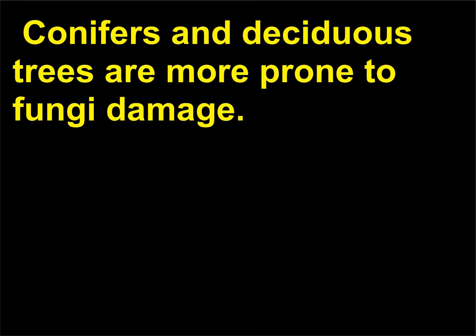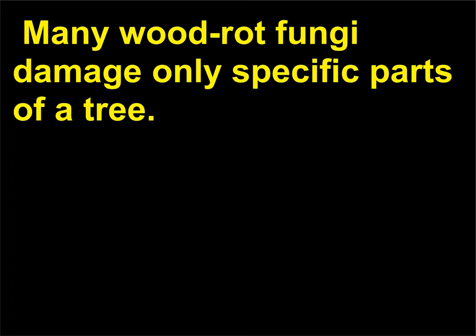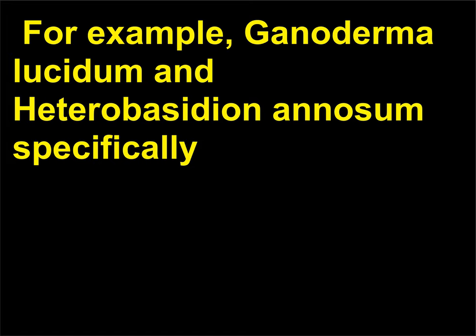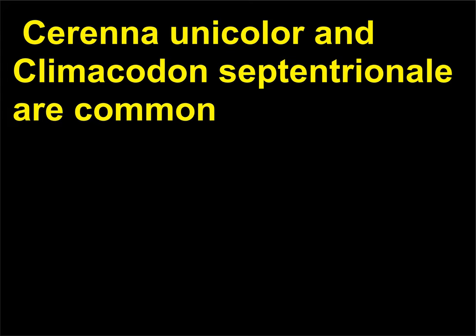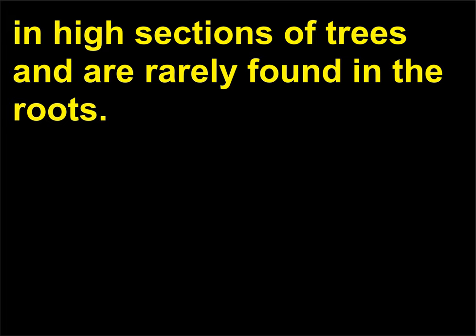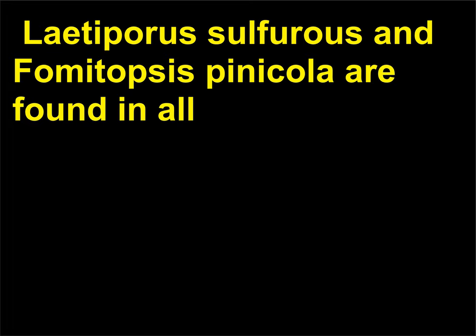Many wood rot fungi damage only specific parts of a tree. For example, Ganoderma lucidum and Heterobasidion annosum specifically rot roots and are rarely found in higher sections of trees. Cerrena unicolor and Climacodon septentrionale are common in high sections of trees and are rarely found in the roots. Laetiporus sulphureus and Fomitopsis pinicola are found in all sections of a tree except the smallest branches of their host.